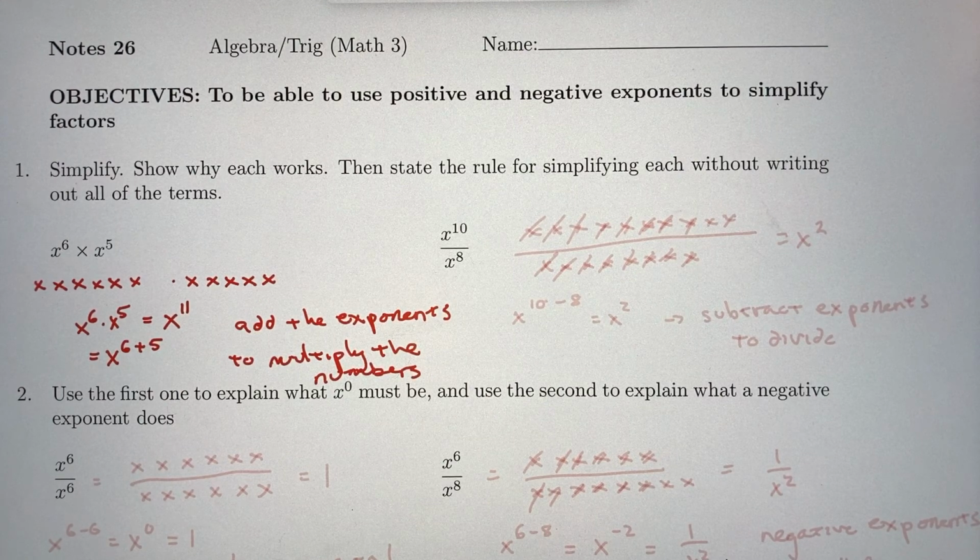Okay, what about dividing the numbers? Ten x's on top, 8 x's on the bottom, then what? This time they don't gather together, they cancel. How many are left? Well, if 8 of them cancel, then there's 2 left. And how do you get that from 10 and 8? You subtract the exponents.